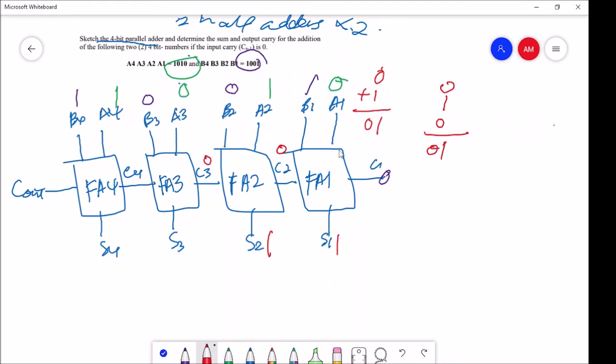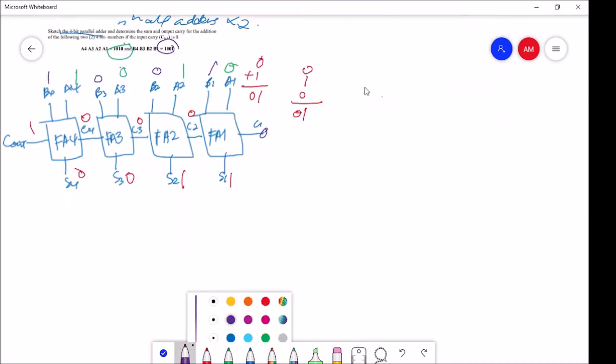Okay. 0 will be carried into the next adder. Do the summation. 0 plus 1 plus 0 is 1. So carry out 0, sum 0. 1 plus 1 plus 0 is 1, 0. C out 0, sum 0.